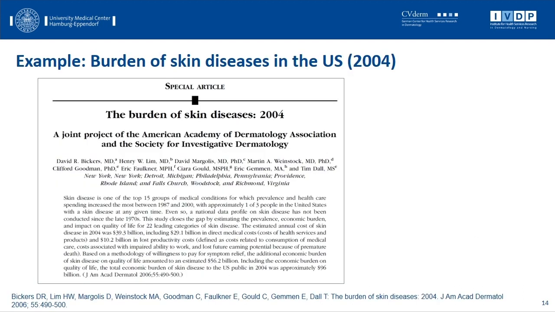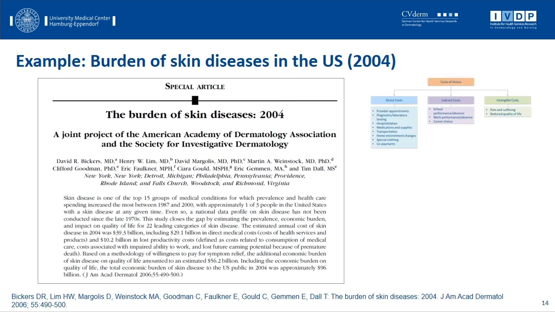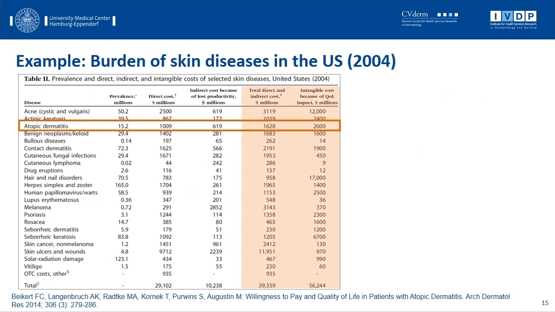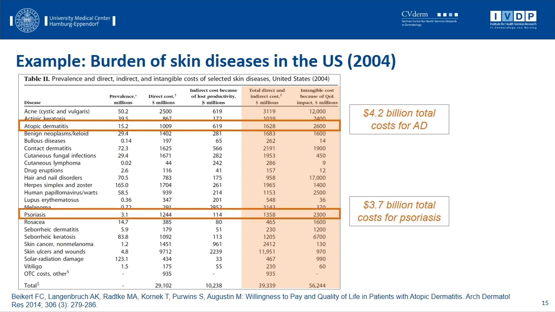There were several studies undertaken to characterize the economic burden of atopic dermatitis, and one of the most far-reaching economic evaluations was done in 2004 in the US. Here, they estimated the direct costs, indirect costs, and intangible costs for 22 skin diseases, and the prevalence for atopic dermatitis was estimated to be over 15 million in 2004 in the US, and this resulted in a total burden of $4 billion for atopic dermatitis. For example, in psoriasis, the burden was estimated to be lower.